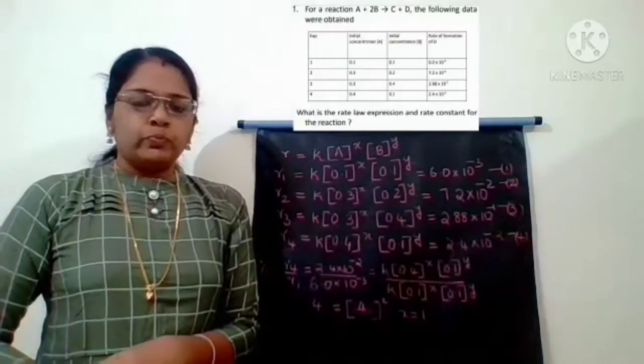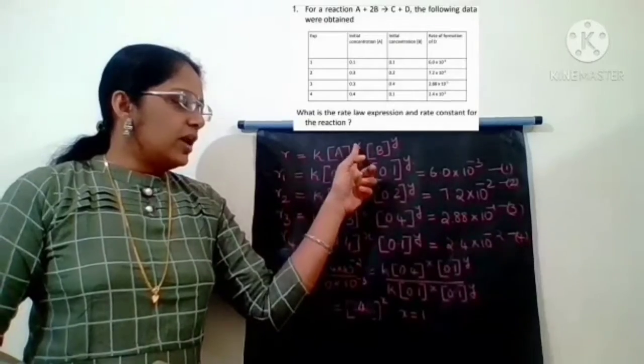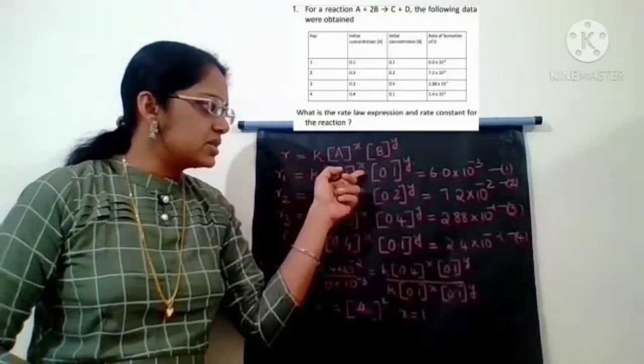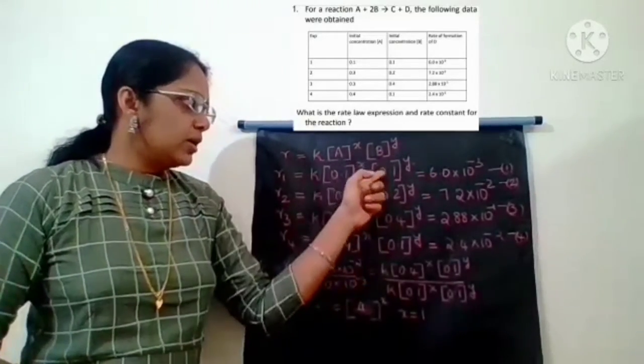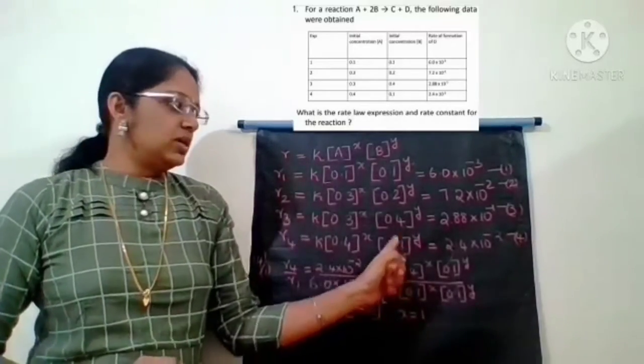So from these four equations, we have to find out the values of X and Y. So consider the first and fourth equations. Here 0.1 raised to Y and 0.1 raised to Y are constant.